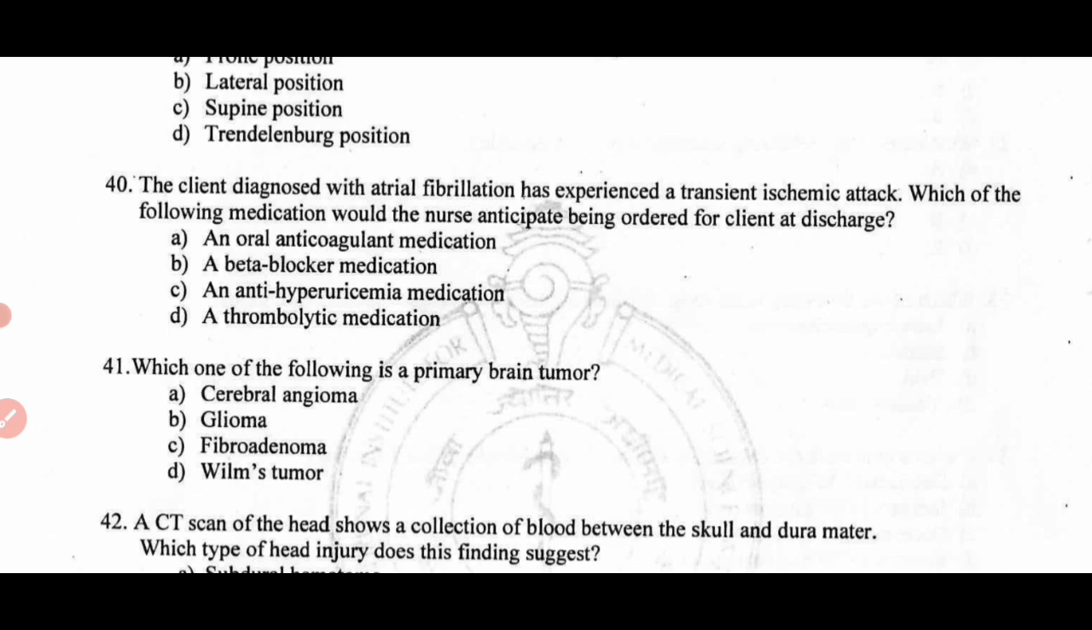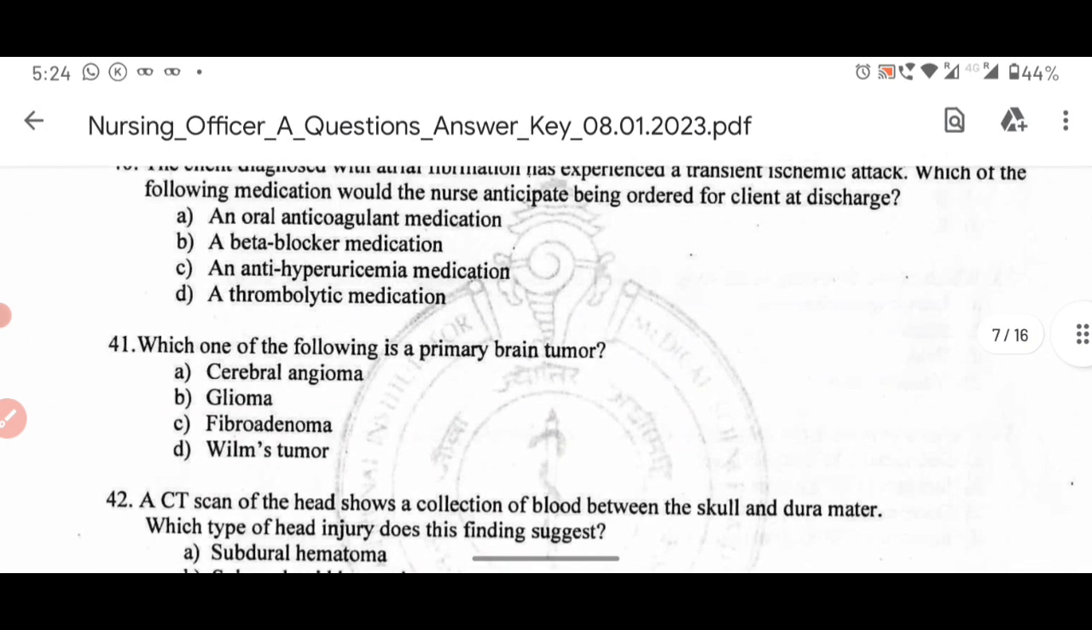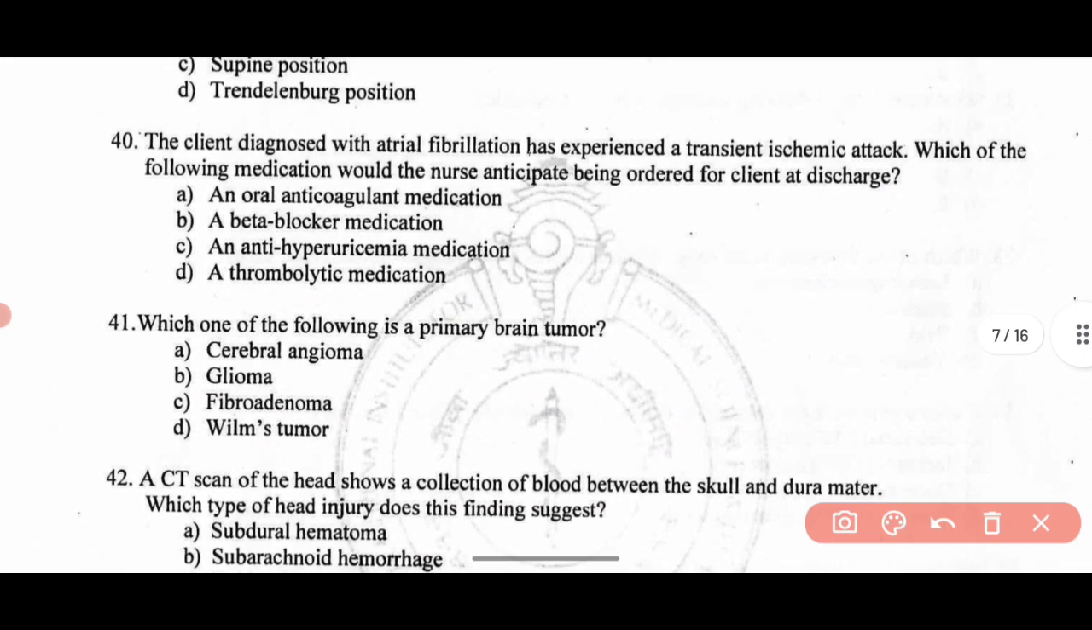What is the complication of atrial fibrillation? That is thrombus formation. Thrombus will be formed in the atrium, and over a long period of time that thrombus will break down and become emboli, and it will travel in the blood vessels. It will block the small blood vessels. It will cause an ischemic attack, a transient ischemic attack. Okay, in order to prevent this kind of complication because of atrial fibrillation, what are we supposed to do? We have to give what? Anticoagulant. So here the right answer is option A, that is, oral anticoagulant medication has to be given to the patient. Option A is the right one.